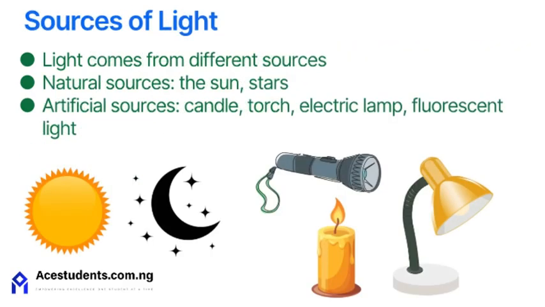There are many sources of light. Natural sources include the sun and the stars. Artificial sources include candles, electric torches, and fluorescent lamps.